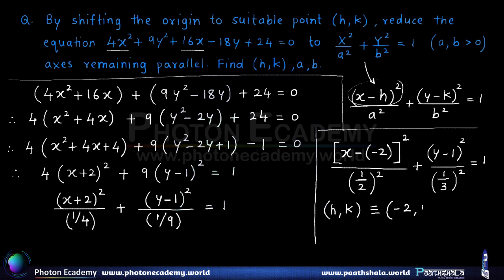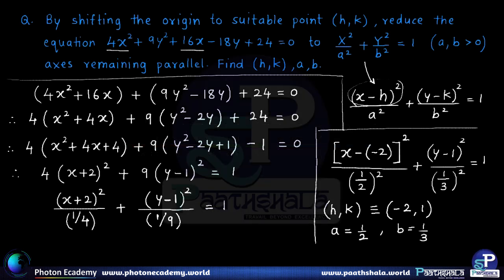So those are the coordinates of new origin, and looking at the denominators we can easily see that a is 1 by 2 and b is 1 by 3, and we want a positive number, so we cannot write minus 1 by 2 and minus 1 by 3. So in this way we find the required format.